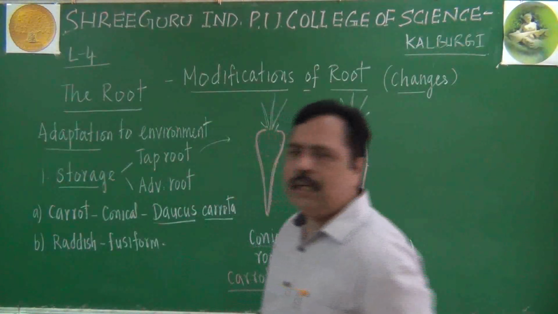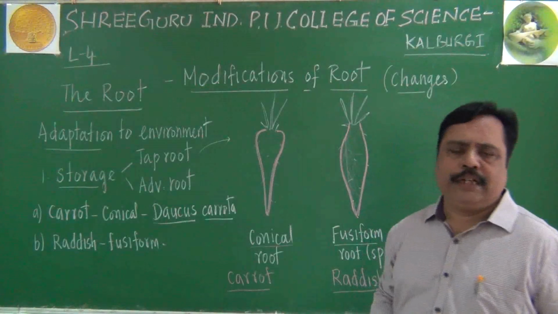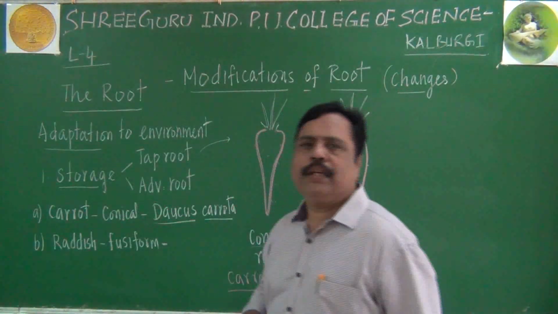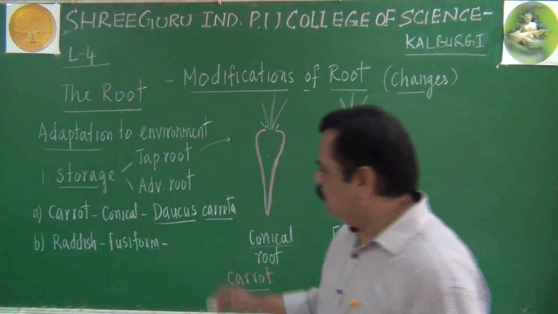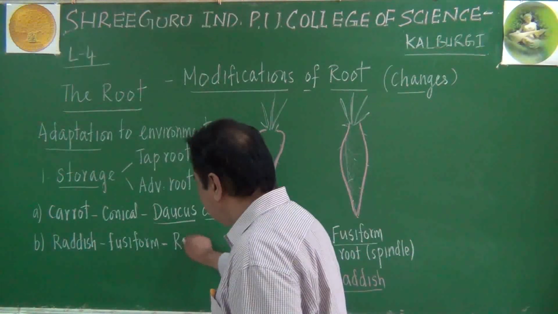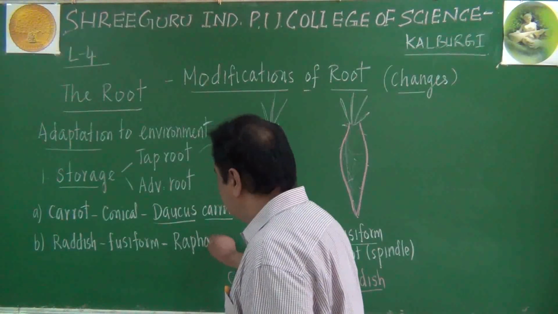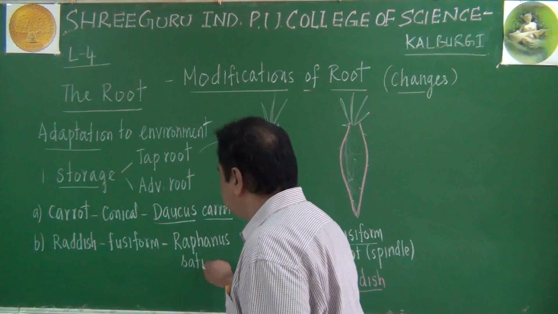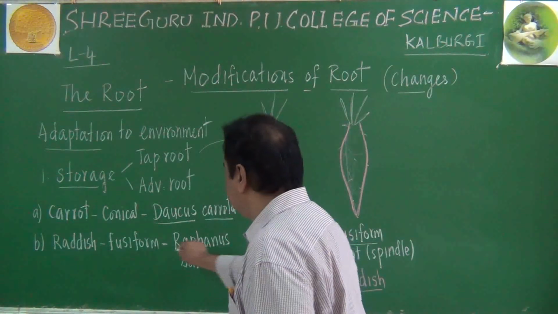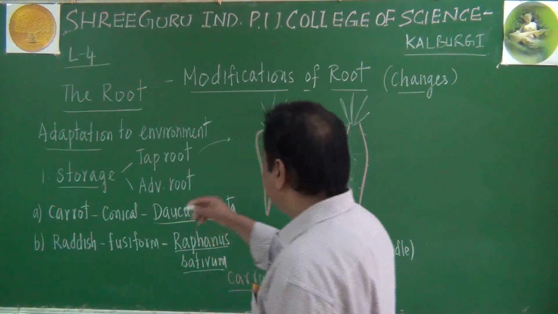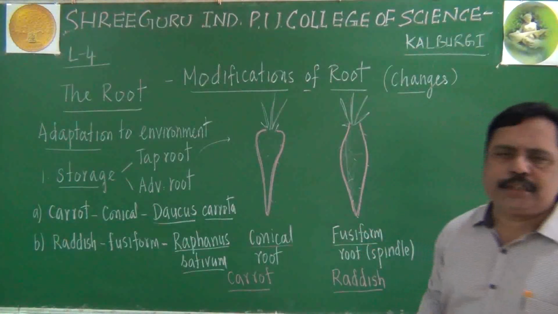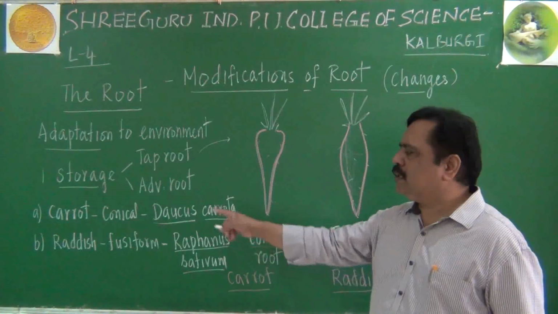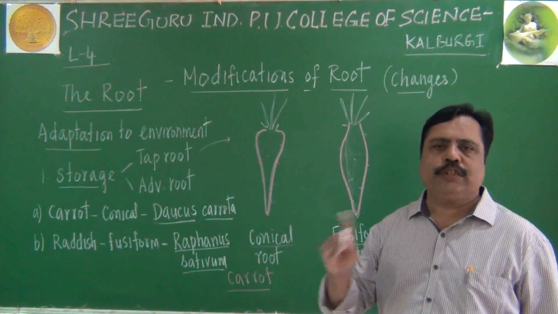What is the biological name of this radish? Raphanus sativus, it can be called. Radish will be otherwise known as Raphanus sativus. Raphanus, the genus name, is called Raphanus. There are many species. One of them is called Sativus. There may be pink color radish, there may be white color radish, different varieties. Raphanus sativus is called fusiform.